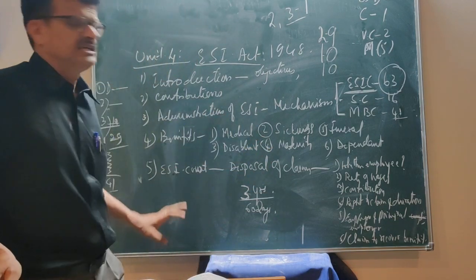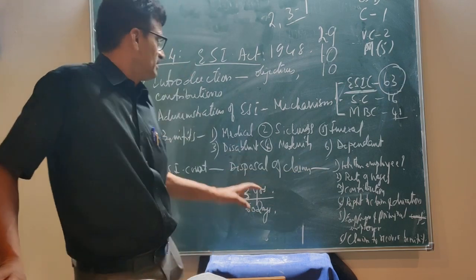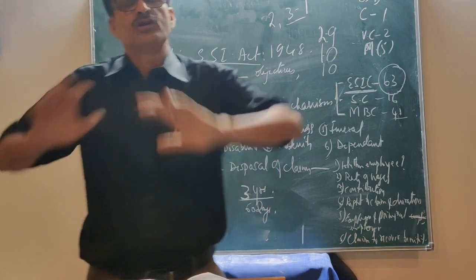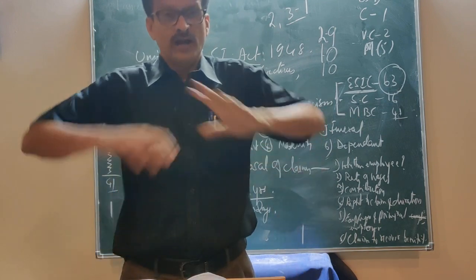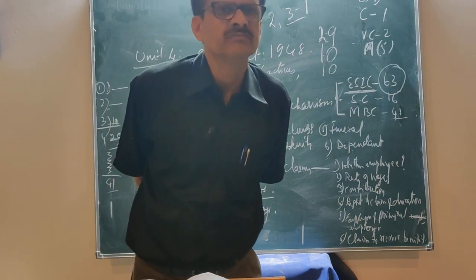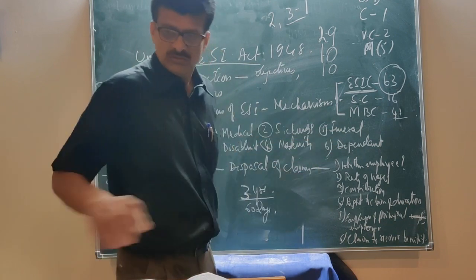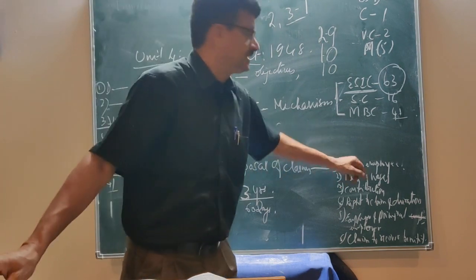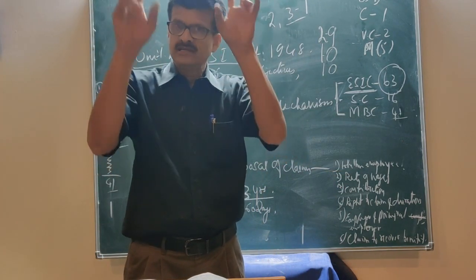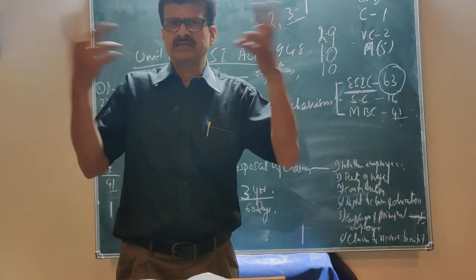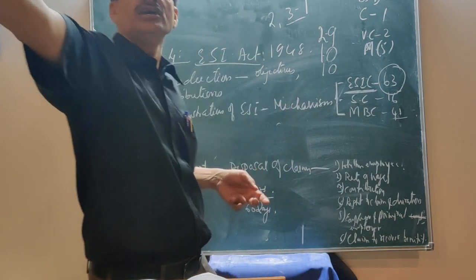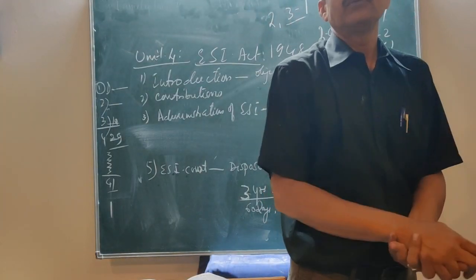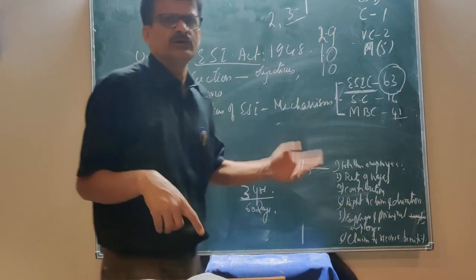Okay. And then lastly, I will refer to the ESI court. Why the ESI court? For disposal of claims, for adjudication of claims. What claims? As I mentioned, claims like whether the person claiming the benefit is an employee. Who is an employee? I am also an employee, but I am earning a salary of 25,000. Will I be included within the ambit of employee?